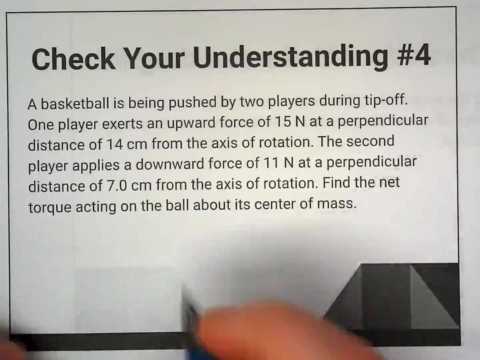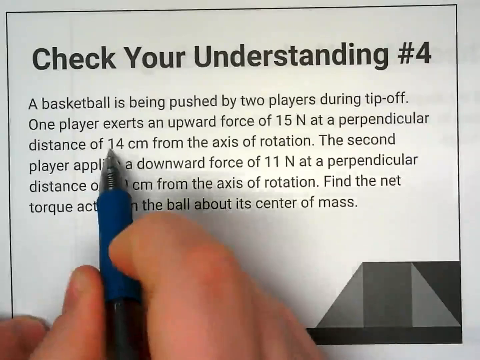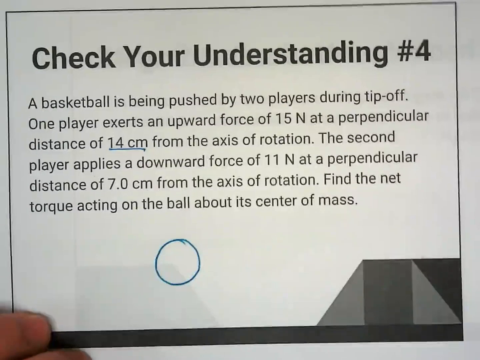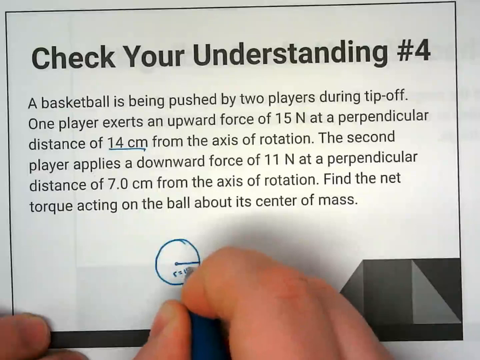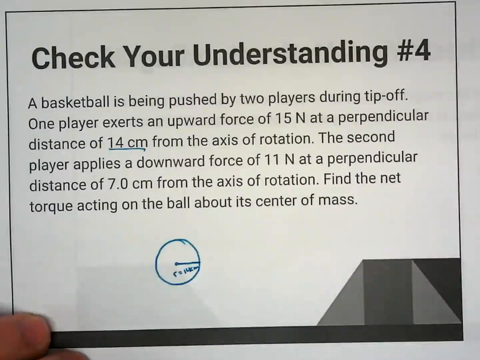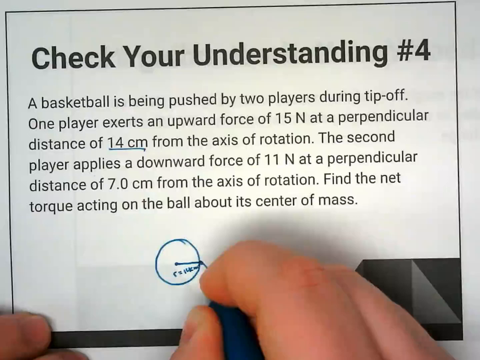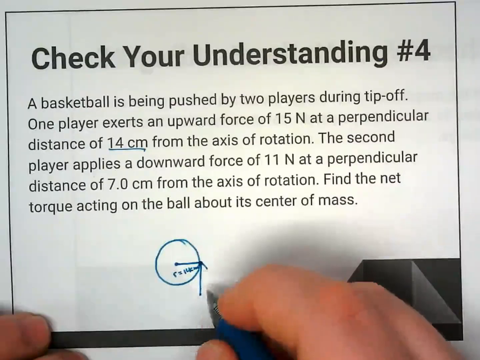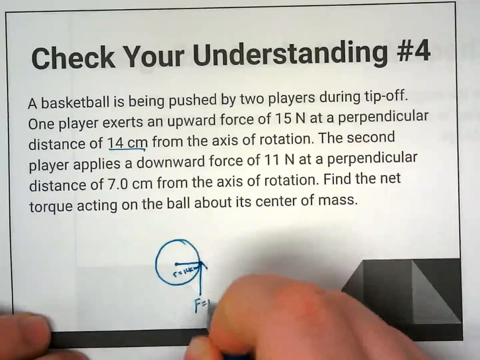First things first, draw a picture of what this looks like. 14 centimeters is going to be the radius of our basketball. So the radius here is 14 centimeters, the very outside. We've got one player exerting an upward force of 15 newtons. You could say it's applying it right here-ish. Upward force of 15 newtons.